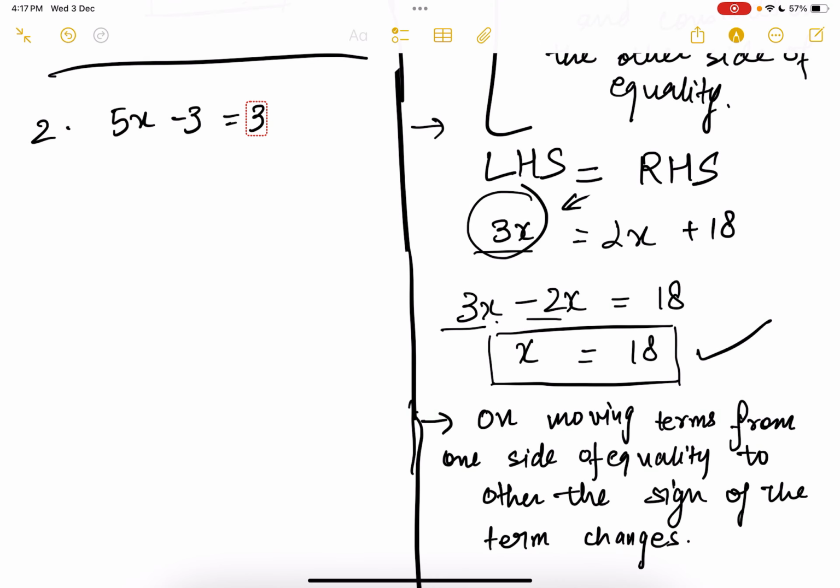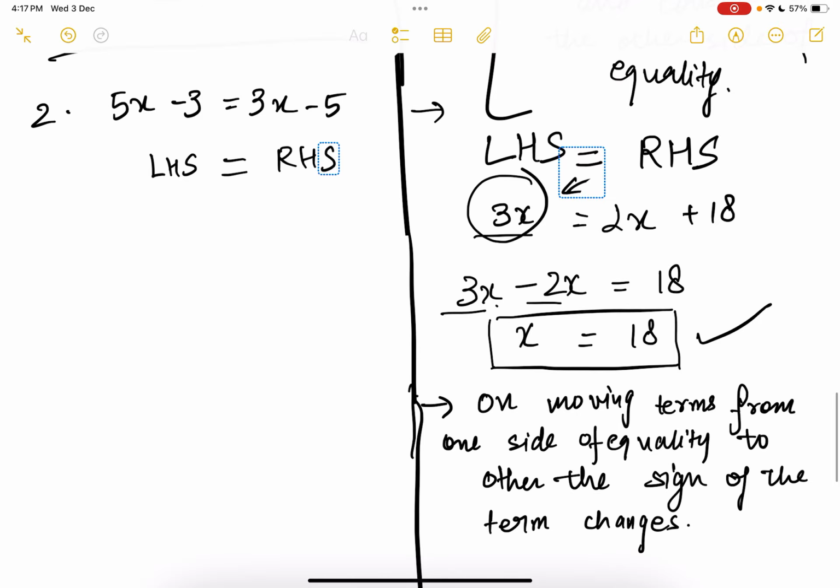Minus 5, right? So now let us do. Now here what happens, variables are on both sides and constants are on both sides. They are on both sides. Variables are also on both sides and constants are also on both sides. So we need to do both. You just consider whether you want to keep variables on left hand side or constants on right hand side or left hand side, vice versa. So generally what we do, we keep variables on left hand side. So that's what I'll do.